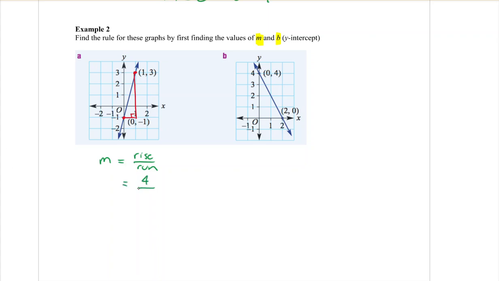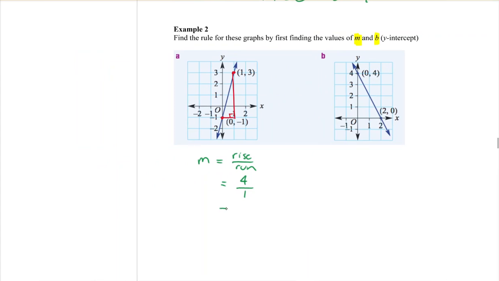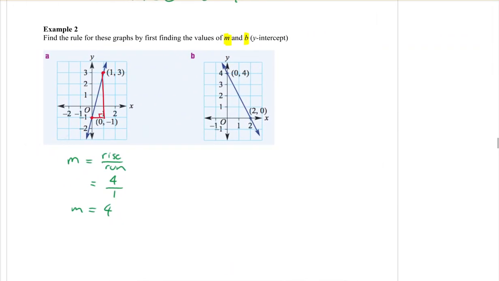The run is the horizontal part. There is 1 space on the horizontal. Remember to always check for uphill and downhill. Uphill is a positive gradient, which that is. Downhill, I would need to put a minus sign in, but that one's uphill, so I leave it the way it is. Please remember to simplify your fractions. 4 divided by 1 is just 4. So m equals 4. That one actually takes the most work.